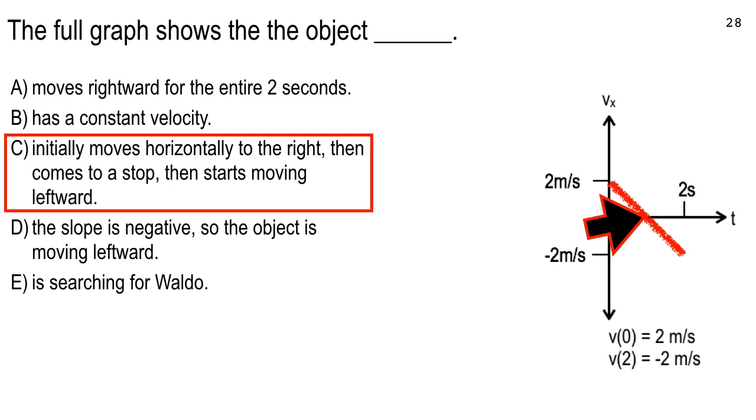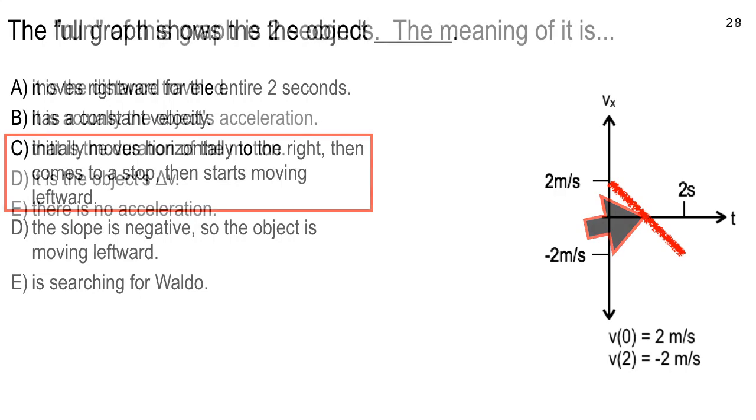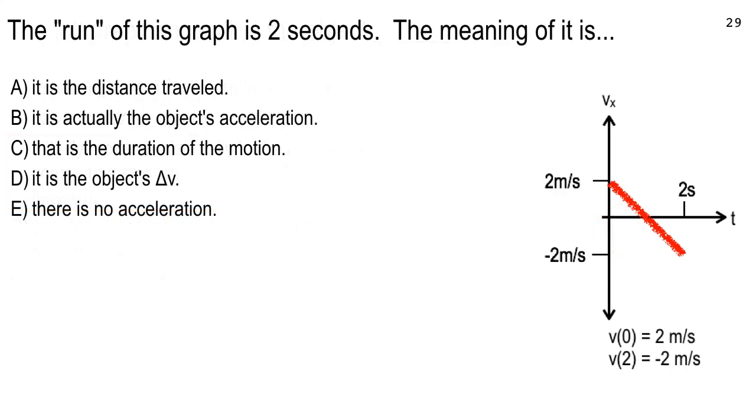Now, let's look at this graph. Again, here we go. Here's another question. And Connor, this is building up to your answer. Question number 4 for today. The run of this graph is 2 seconds. The meaning of it is, and hopefully this one's an easy one for you.